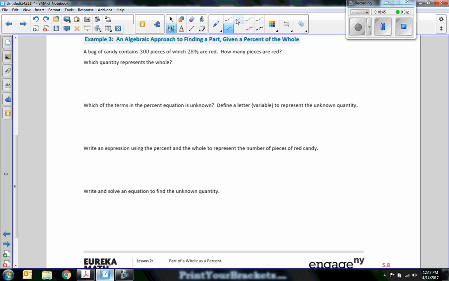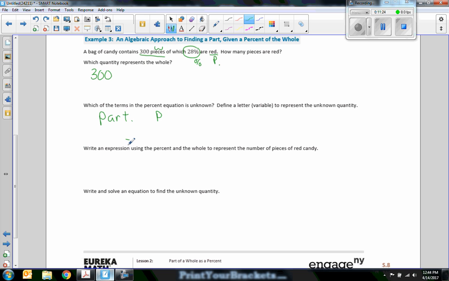Okay, example 3. A bag of candy contains 300 pieces, of which 28% are red. There's my whole, my percent. And there's my part. How many pieces are red? Which quantity represents the whole? 300. Which of the terms in the percent equation is unknown? The part. Define a letter variable to represent the unknown quantity. I always just simply use P.